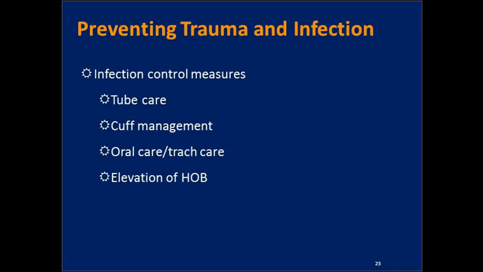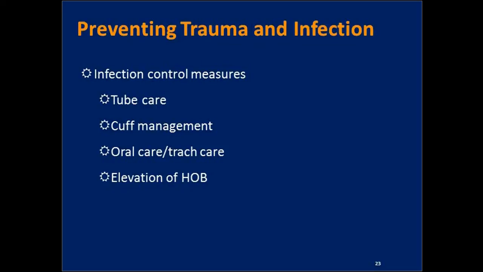Measures to prevent trauma and infection. Tube care. The ET tube should always be secured with an appropriate securement device so that it doesn't move around, it doesn't slip in and out. Every time that tube moves in and out of the trachea, up and down, there's a potential for infection. So we need to have a really good secure tube so that it limits the pulling and the moving in and out.